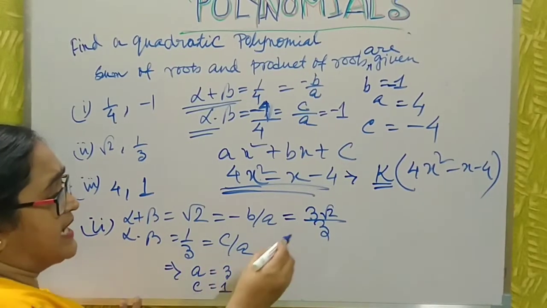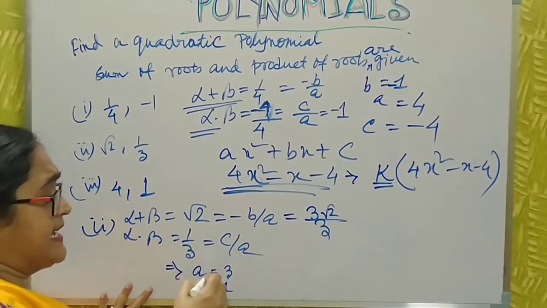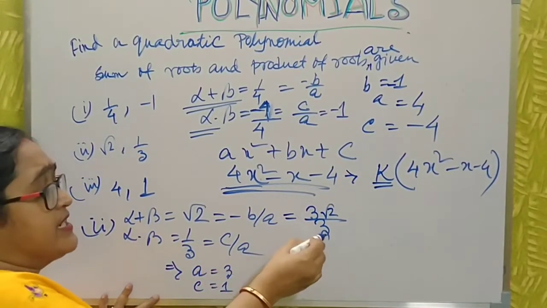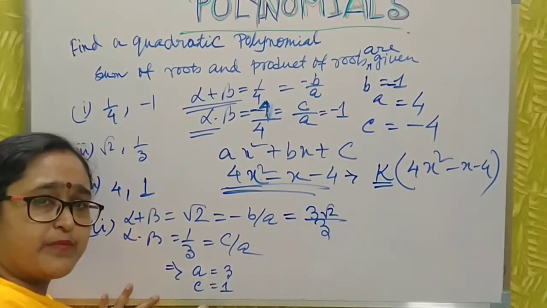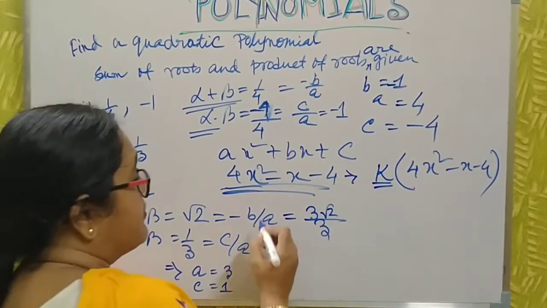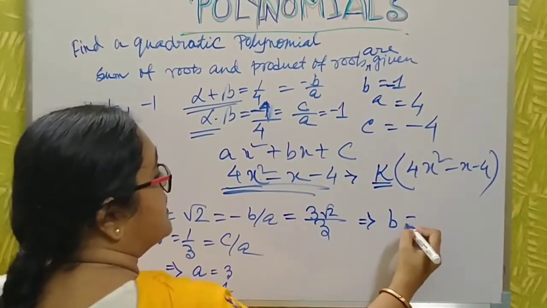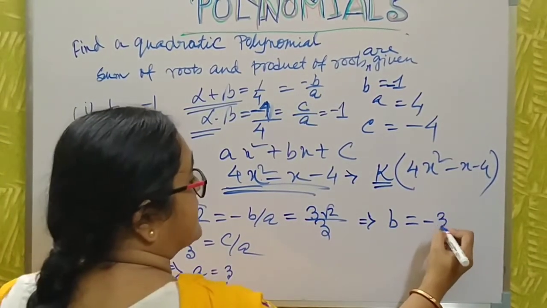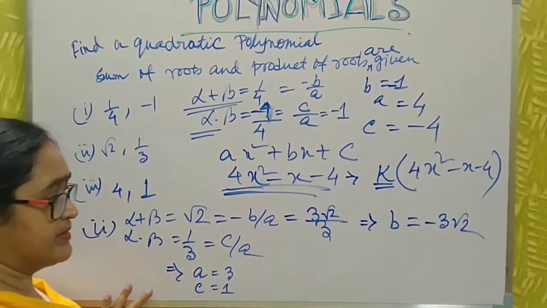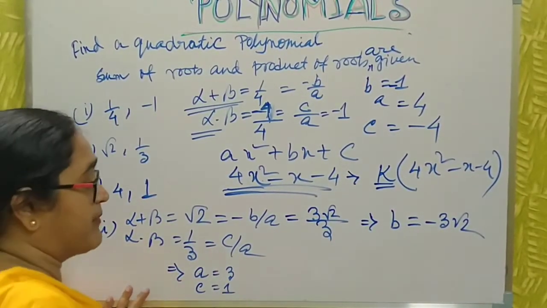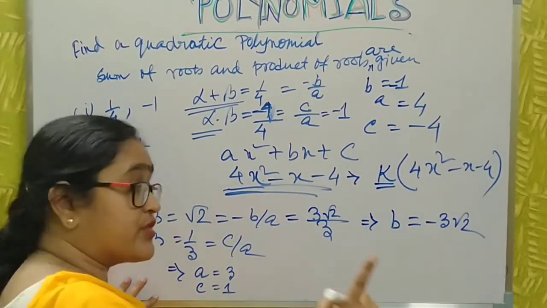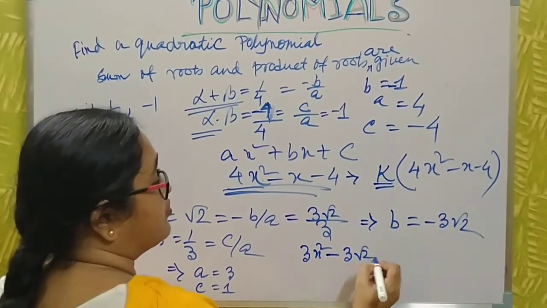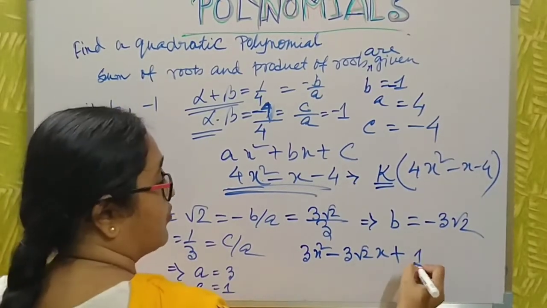Now just tally. a is 3, c is 1. If a is 3, you put 3, and for the balancing you must multiply the numerator with 3. Then b becomes minus 3 root 2 by 2, and a is 3 here. Putting in the values, one quadratic equation is 3x square minus 3 root 2 x plus 1.